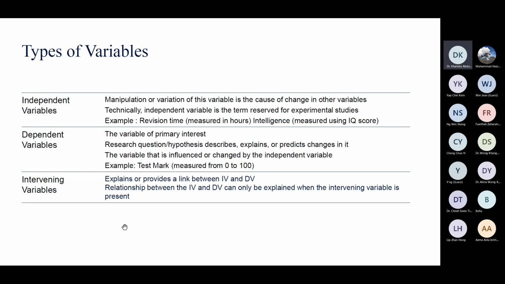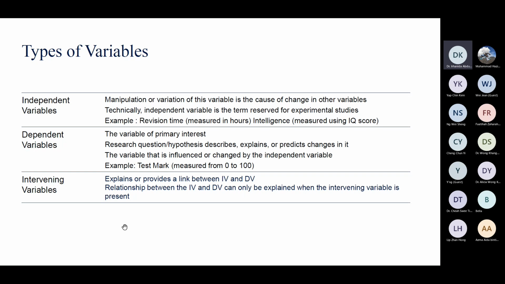And then we have the dependent variable. The second variable is the variable of primary interest, where the research question or hypothesis describes, explains, or predicts changes in it. So the example is the variable that is influenced or changed by the independent variable, for example, test mark measured from 0 to 100. Your test mark changes based on your effort, based on how many books you study. So this is the variable that changes, depending on the other variable. And then the third one is the intervening variable.